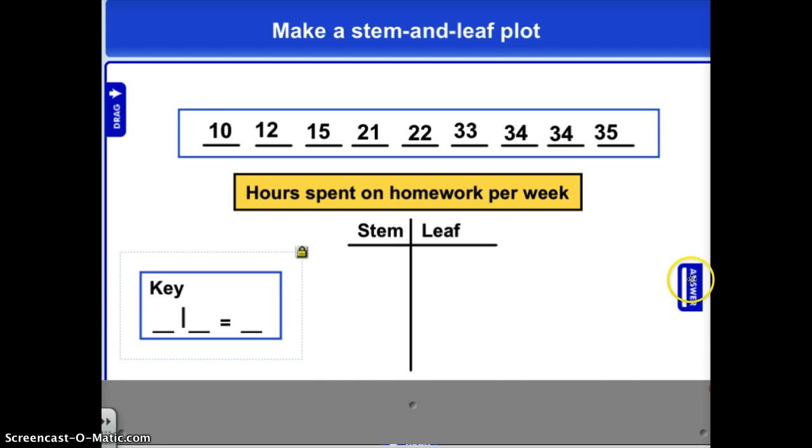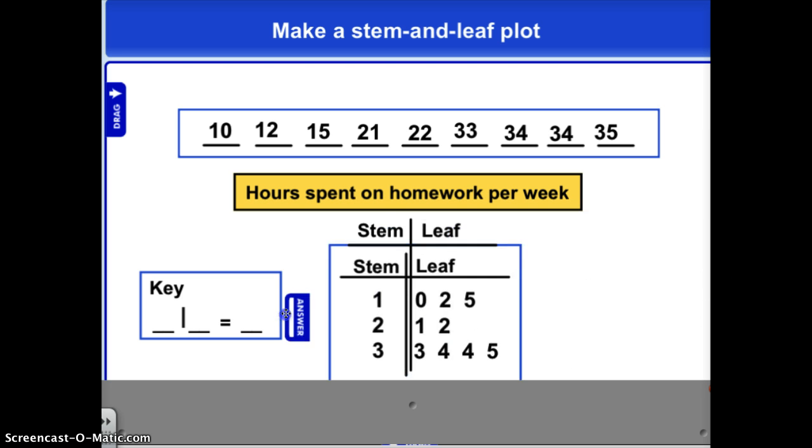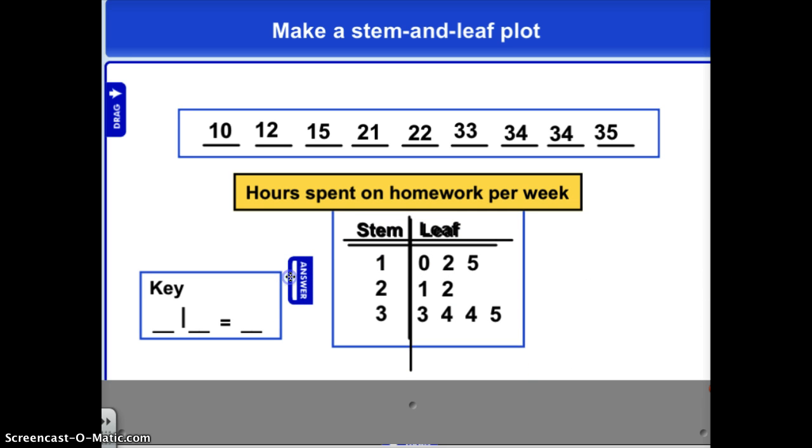Here is your answer for the stem and leaf plot as it should have been appearing. The 1, 0, 2, and 5 represents 10, 12, and 15. The 2 represents 21 and 22. And the 3 represents 33, 34, 34, and 35. Notice that because we have two 34s, we write the 4 twice. What I'd like you to do is hit pause and answer question 1 by creating the stem and leaf plot for question number 1.